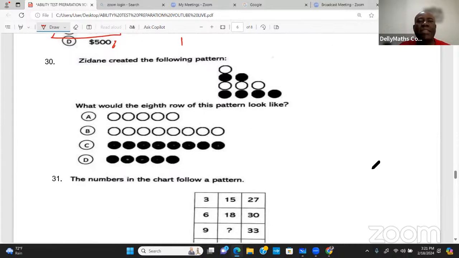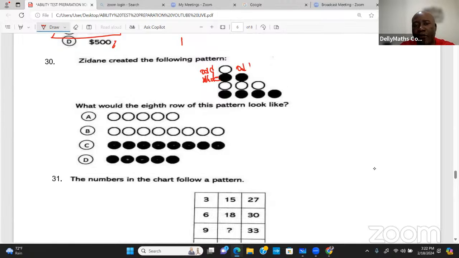It says Zidane created the following pattern. So we're seeing an alternation of colors: we have a white then black, white then black, or you want to say black, white, black, white. We're seeing the colors are alternating between black and white. But while doing that, I want you to zoom in. Is there a pattern I'm picking up while I'm seeing black, white, black, white? You could see that one is an odd number, odd is black, and then even is white. So if it is even, it's white.